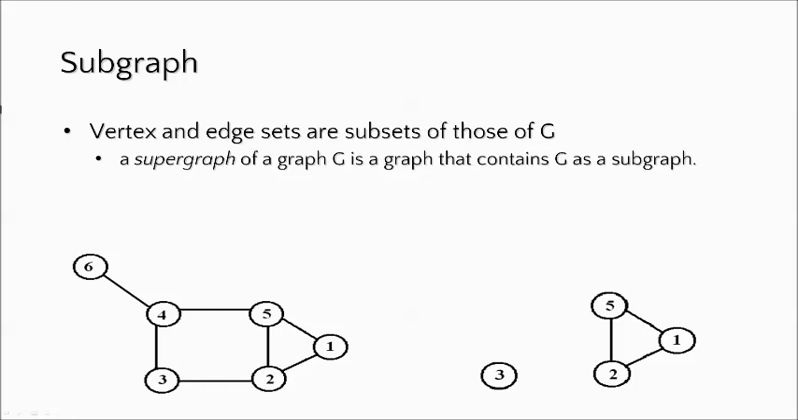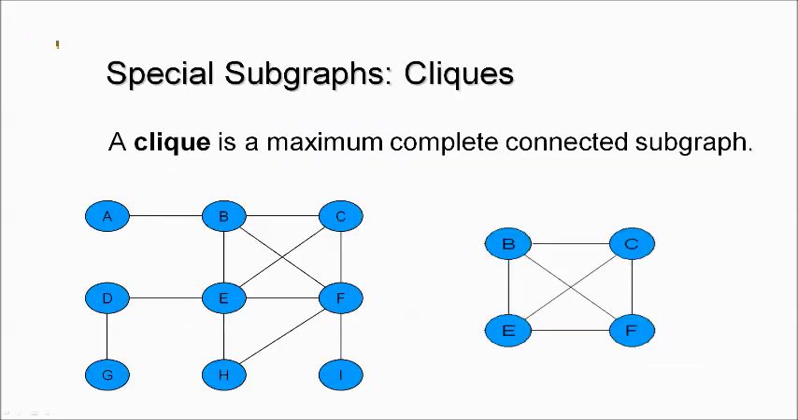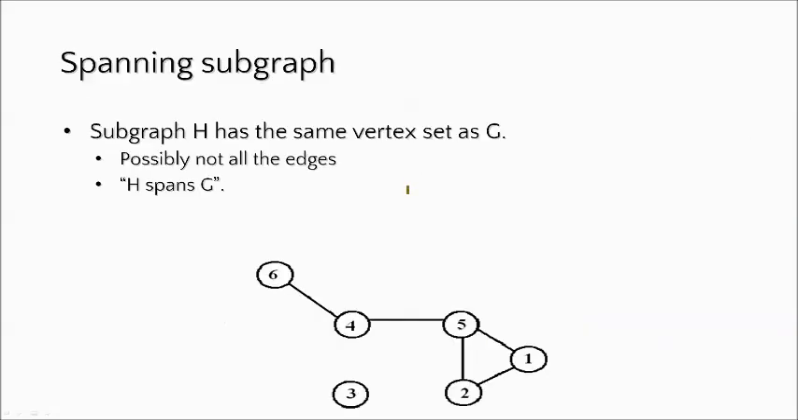As you can see here on the right side, this is an example of a subgraph. Okay, so we have special subgraphs. We have the cliques. A clique is a maximal complete connected subgraph. We also have the spanning subgraph. Subgraph H has the same vertex set as G, possibly not all the edges, so H spans G.